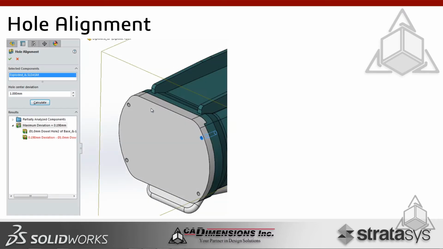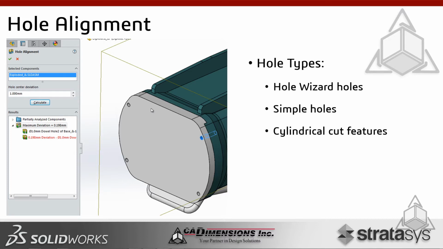Now let's talk about the hole alignment. So if you have 2 holes that are slightly misaligned, you use the hole alignment tool to determine if a bolt's not going to go in there or a screw's not going to go in there. Now the great thing is that it actually doesn't only work with hole wizard holes. It can actually work with simple holes and even cylindrical cut features.